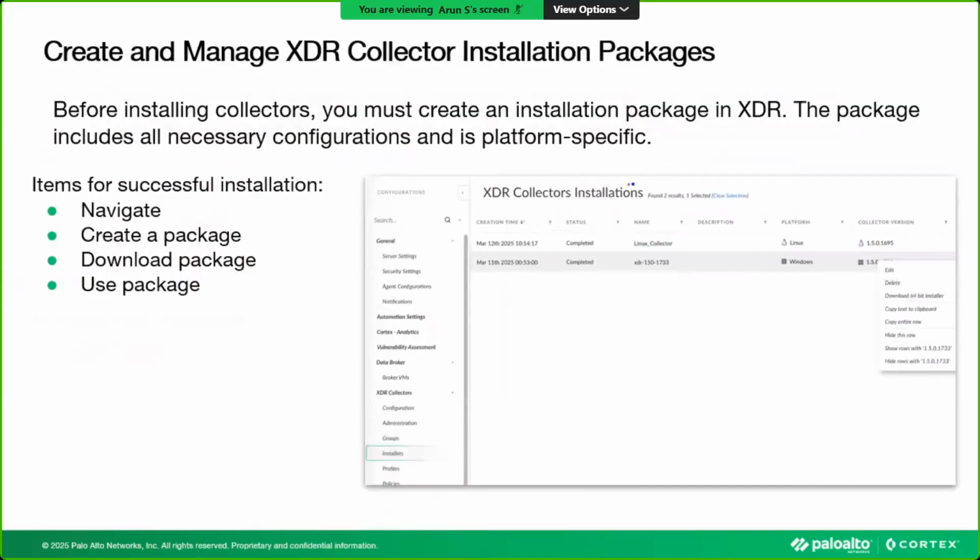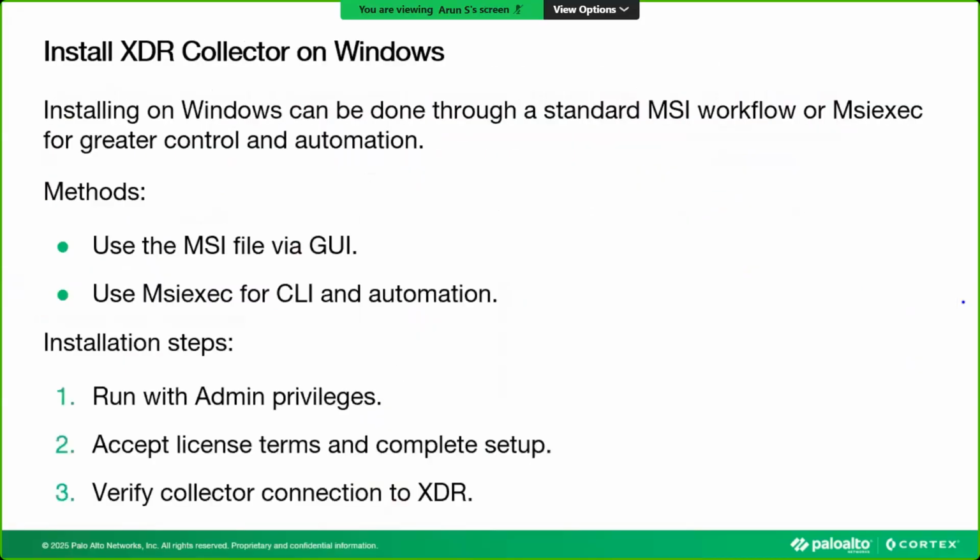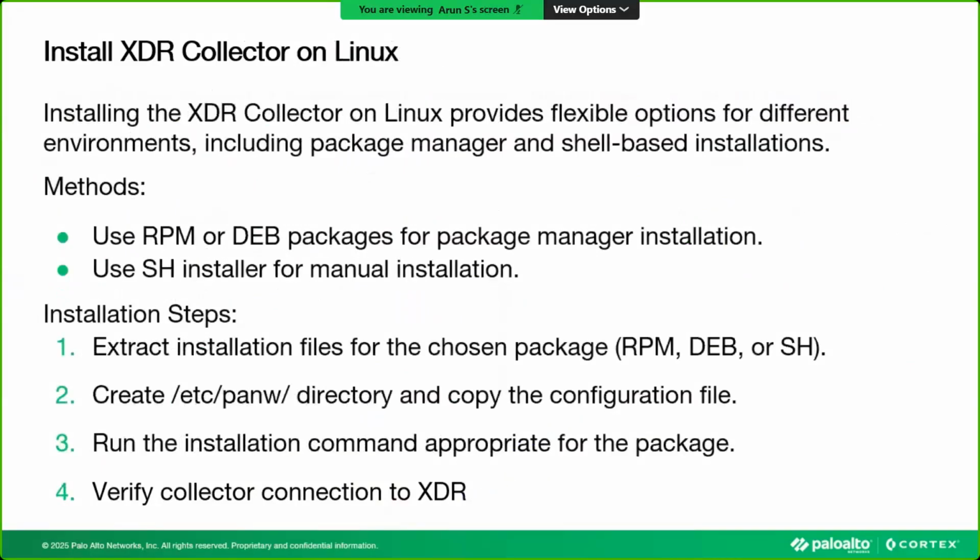So access the XDR collectors page to view and manage the collectors. Then for installation, we saw how to install it. Go to installation, installers, and click on create, create the package, and download it. Once it is ready, download the 64-bit installer. Then you can download the MSI file. Then install it on the endpoint side, accept the licenses, and verify the collector connection to XDR. So check in the administration page whether it is connected or not.